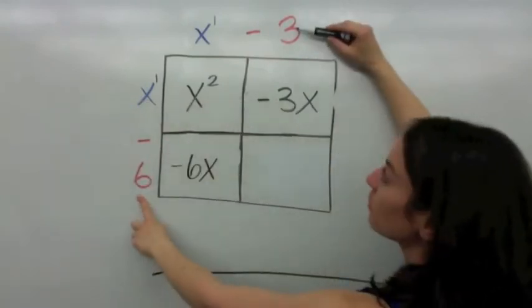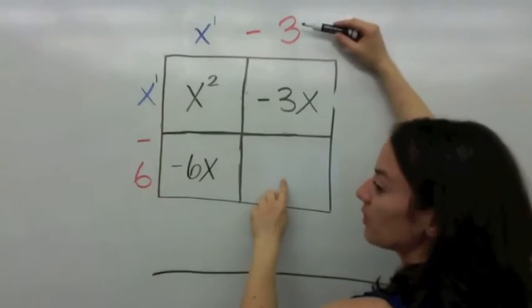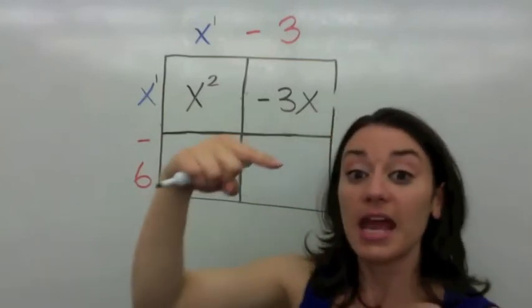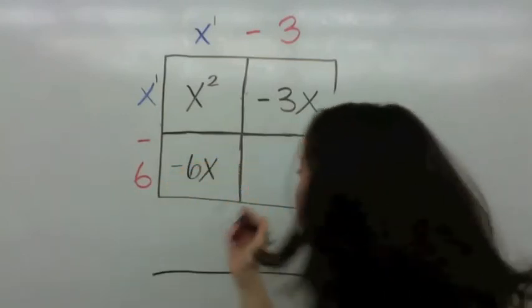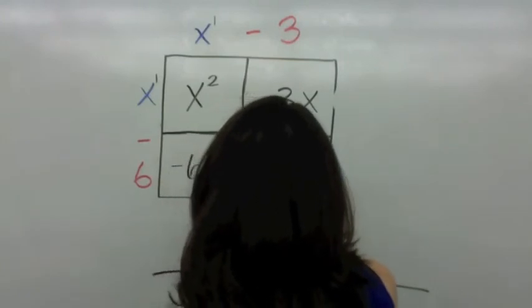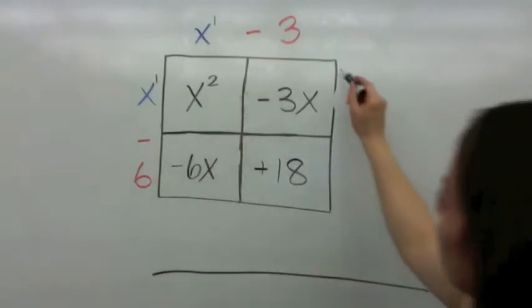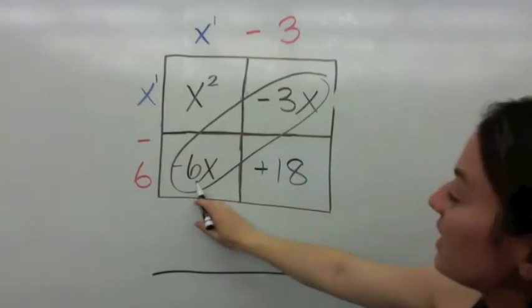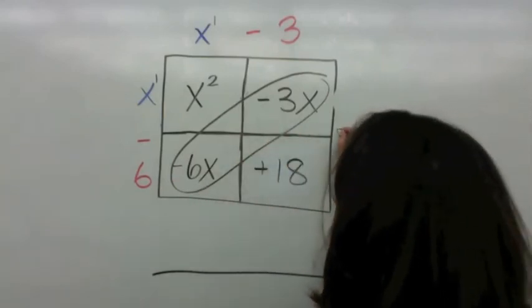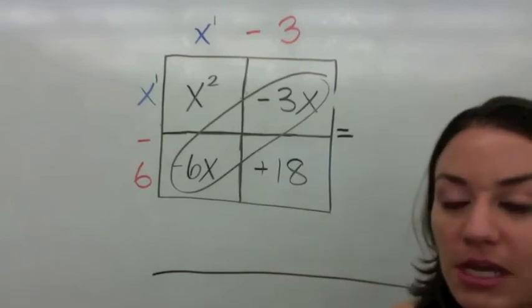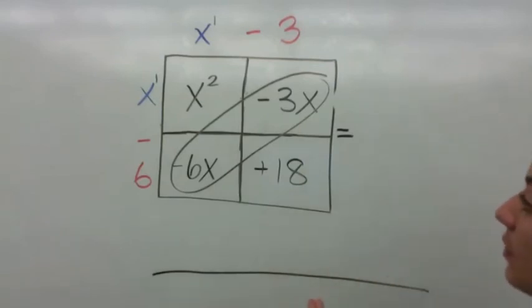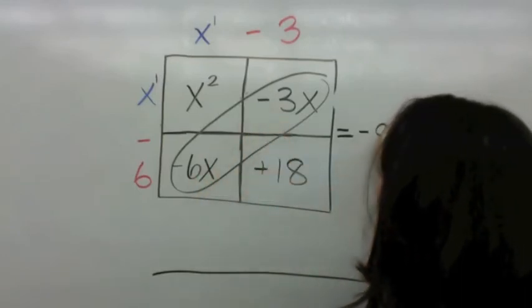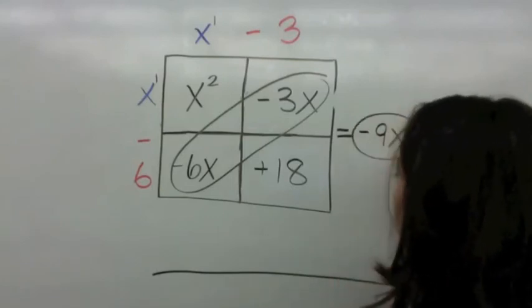And then you have a negative 3 and a negative 6. Multiply them together. What is negative times negative? Negative times negative is positive. So it's positive 18. What are the like terms? This time you're circling diagonally because the like terms are linear. We have negative 6x and negative 3x. Same signs, add and keep. We add 6 plus 3, which makes 9, but we keep the negative. So negative 9x is the linear term.